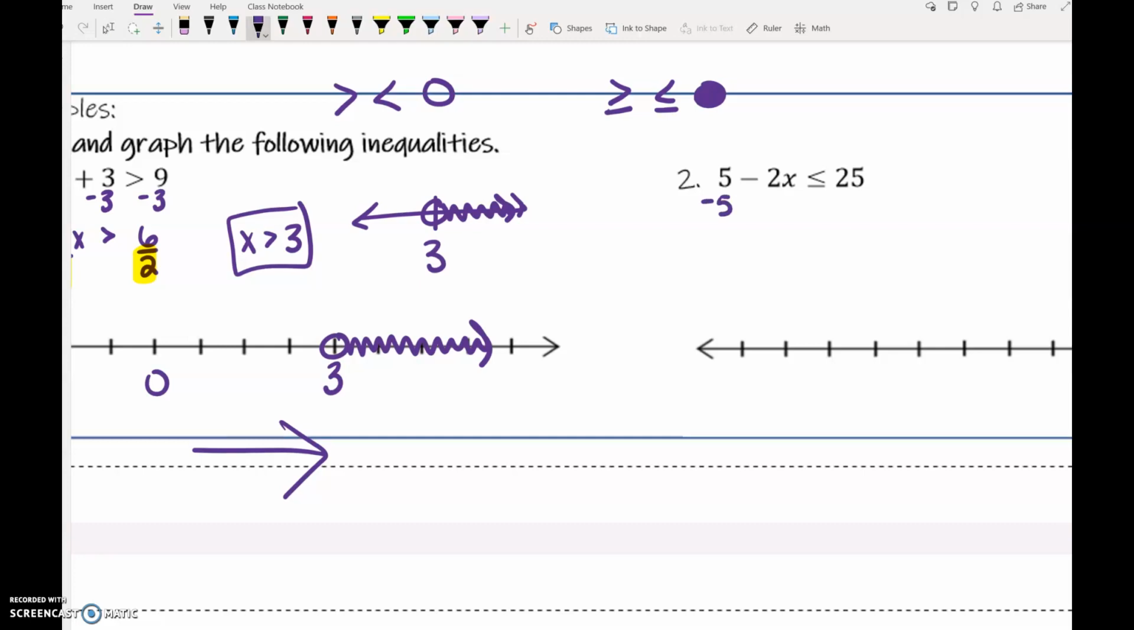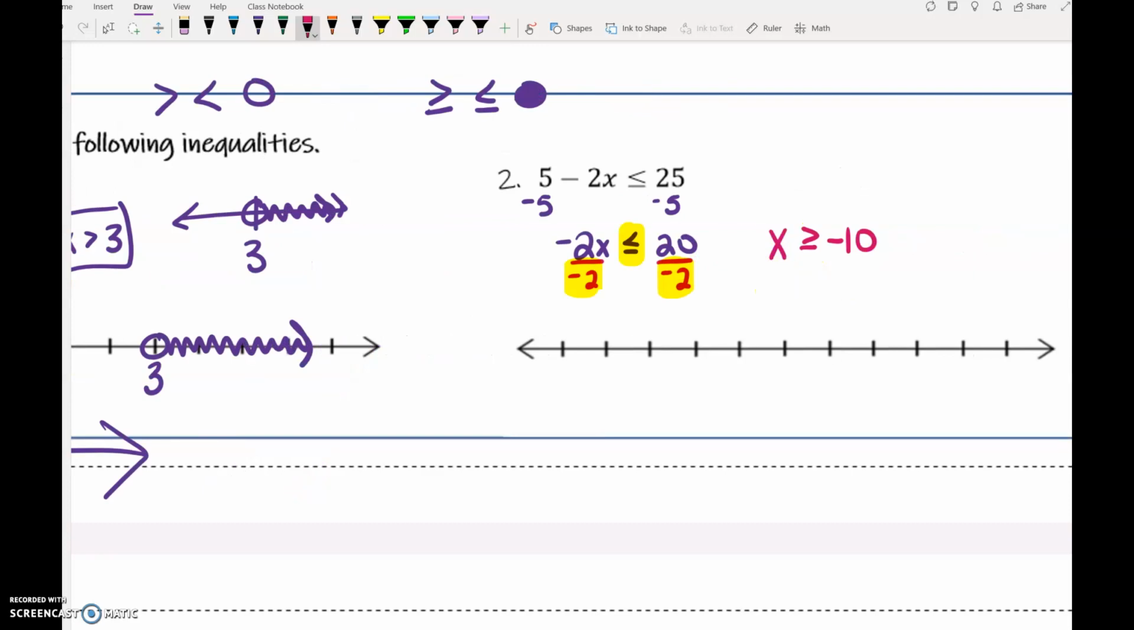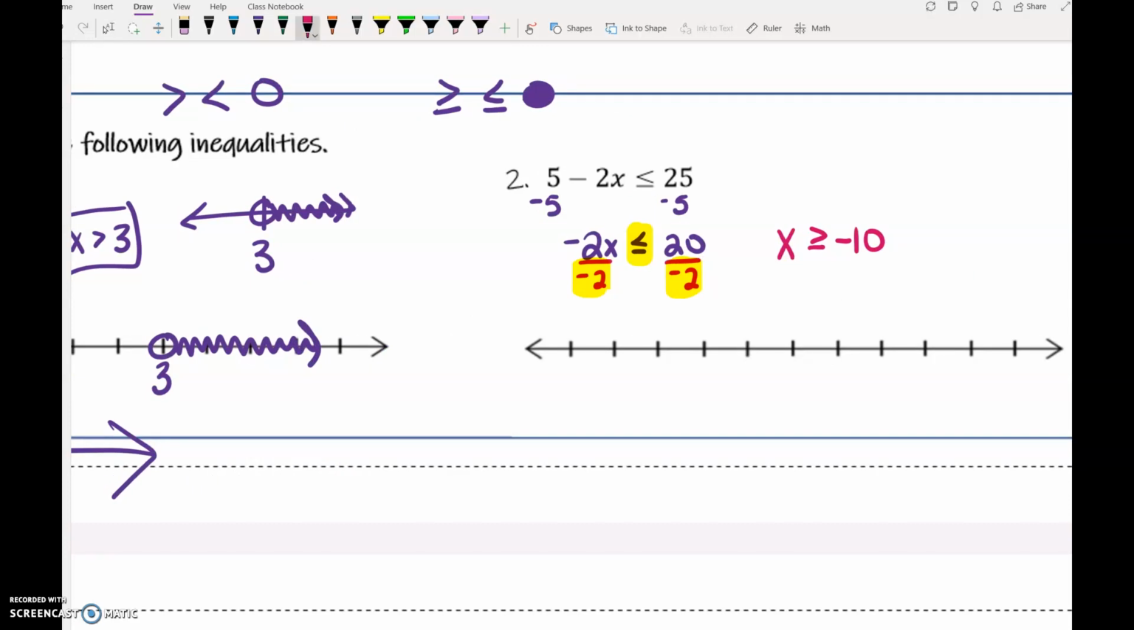First, we subtract 5 on both sides. That gives us -2x is less than or equal to 20. This time we are dividing by -2. Because we're dividing by a negative, we need to flip that sign. So it becomes x is greater than or equal to -10. I'm going to put -10 right here. Closed circle at -10. Greater than, so we're going to shade to the right.